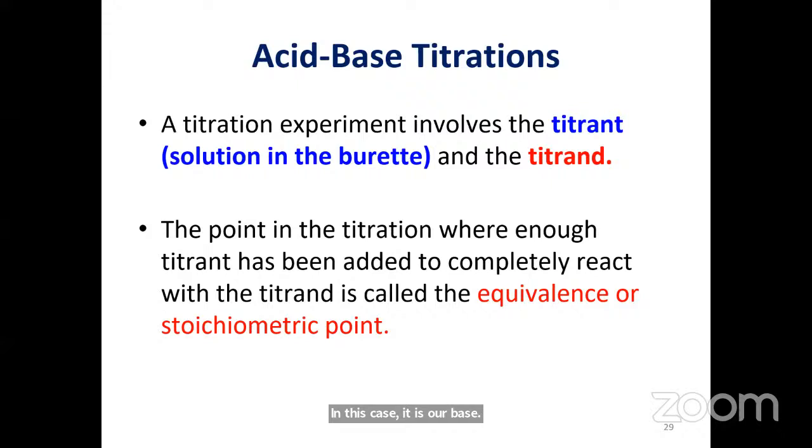And then when we open the tap of the burette and allow the acid to drop into the conical flask, we gently swirl the conical flask and begin to observe. We will get to a point where enough acid, or the titrant, has been added to completely react with the titrand, or the base. That point is called the equivalence or stoichiometric point.